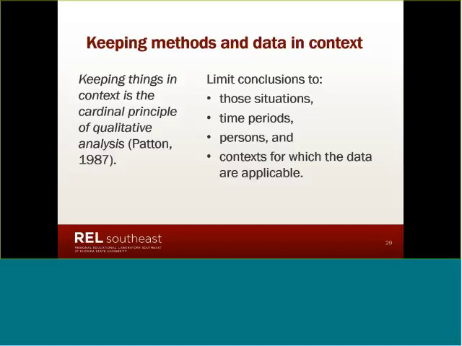Finally, the evaluator must be careful to limit conclusions to those situations, time periods, persons, and contexts to which the data are applicable. The importance of reporting methods selected and the resulting data in the proper context cannot be overemphasized. Keeping things in context is a cardinal principle in qualitative analysis.